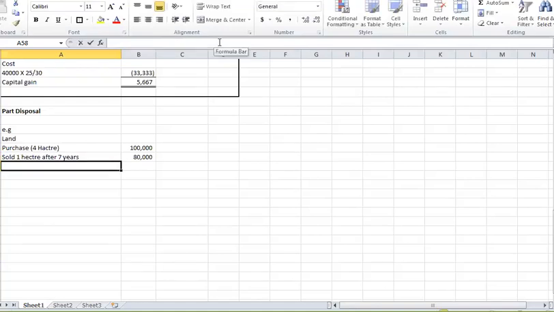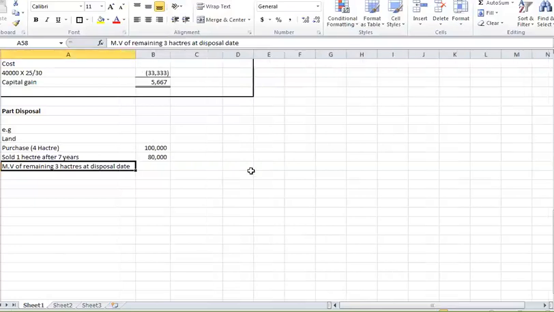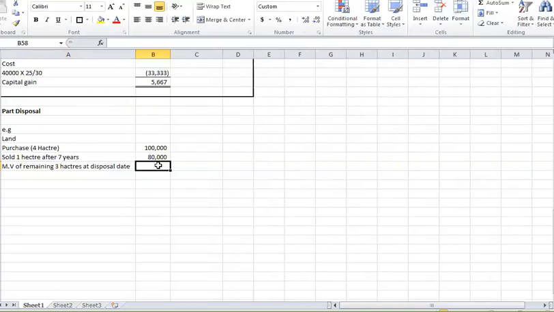So now at this date, the market value of the remaining 3 hectares at the disposal date: we have a total of 4 hectares and we are going to sell only 1 hectare, and the market value of the remaining 3 hectares at the date of disposal is say 2,20,000 pounds, or maybe you can say 320.